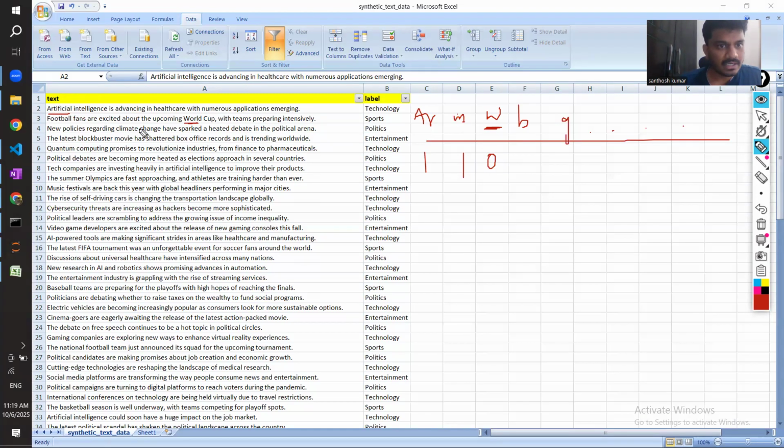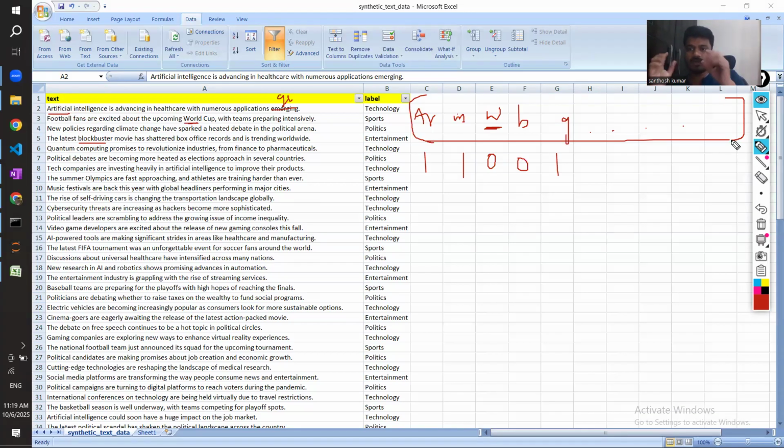Now, what is B? B, I consider "blockbuster", right? I don't have "blockbuster" over here, so again 0. For example, G is "growing". Here, instead of "emerging", there is "growing", assume. It will be 1. So this 500 is my overall set of unique words.